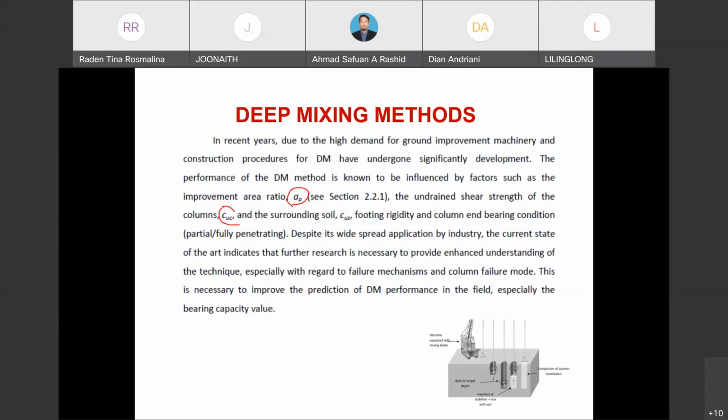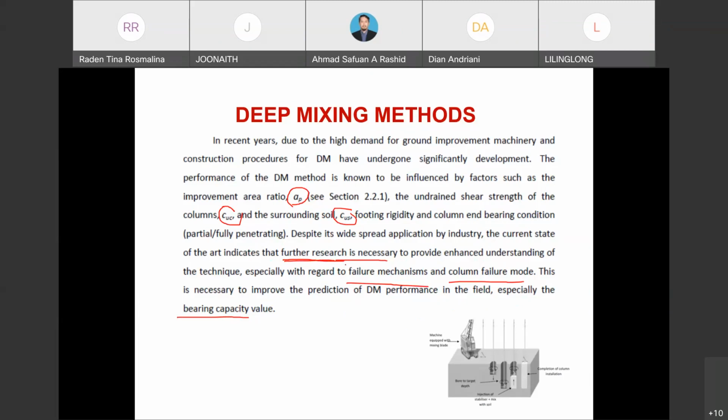The undrained strength of the surrounding soil, footing rigidity, column, and bearing conditions. Despite its widespread application by industry, the current state of the art indicates that further, so this is the keyword, further research is necessary to provide enhanced understanding of the technique, especially with regard to the failure mechanism and column failure modes. This is necessary to improve the precision of design in the field, especially the bearing capacity value.